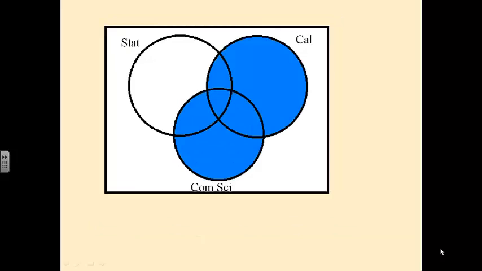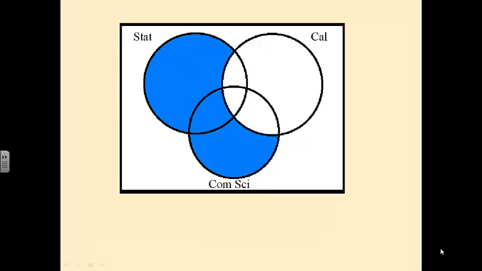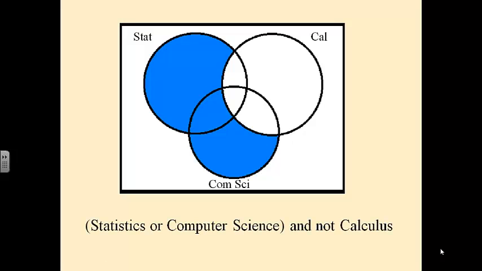What about this one? This one, you get the idea of what's going on here. These would either be calculus or computer science, because it's all of the calculus people or all of the computer science people, but none of the statistics people. What about this one? Slightly different than the last one. In this case, they're either in statistics or computer science, because it covers those two circles, and not calculus, because they're not in that circle.